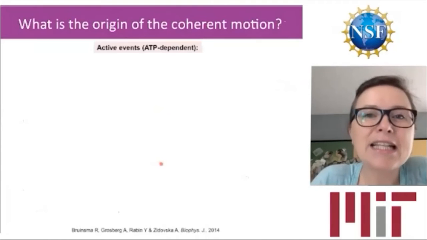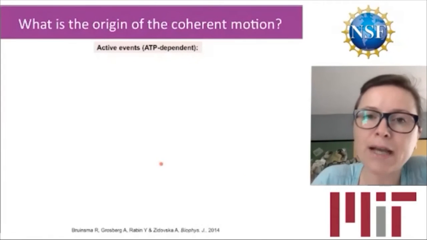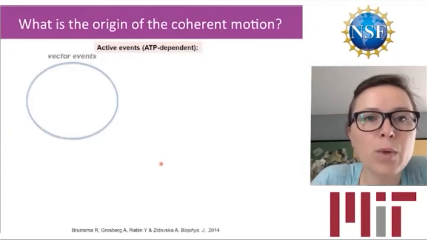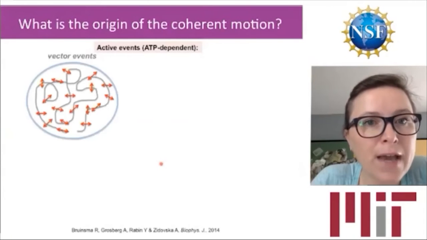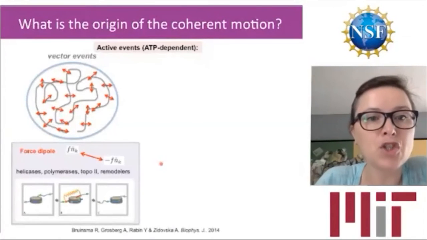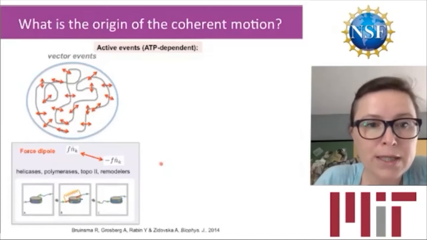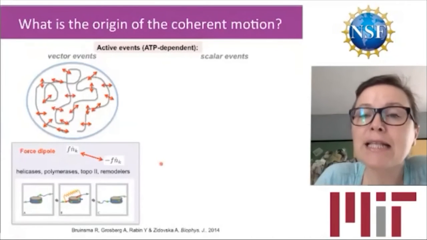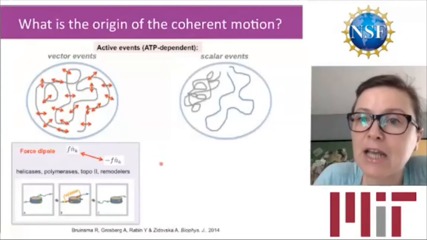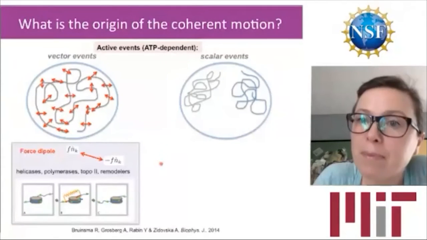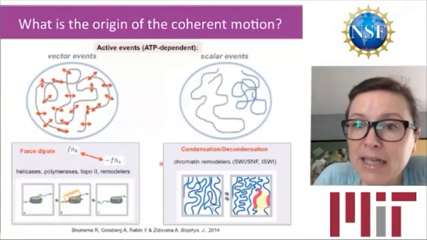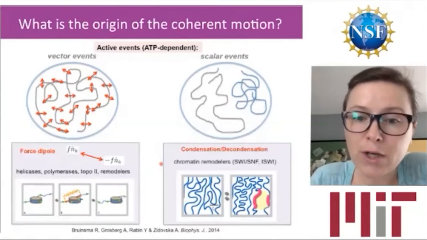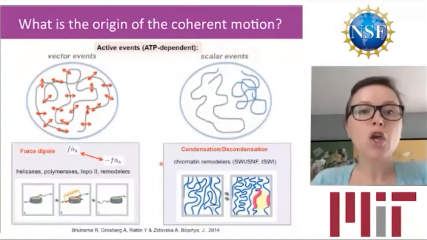So we went ahead and started to approach what types of activities could contribute. To summarize, we have defined two types of events: vector events that can be described by a force dipole, for example helicases, polymerases, topo II and remodelers, and scalar events, those that do not have a preferred direction but have a magnitude, the sinks and sources of the motion, which could correspond, for example, to chromatin remodeling.